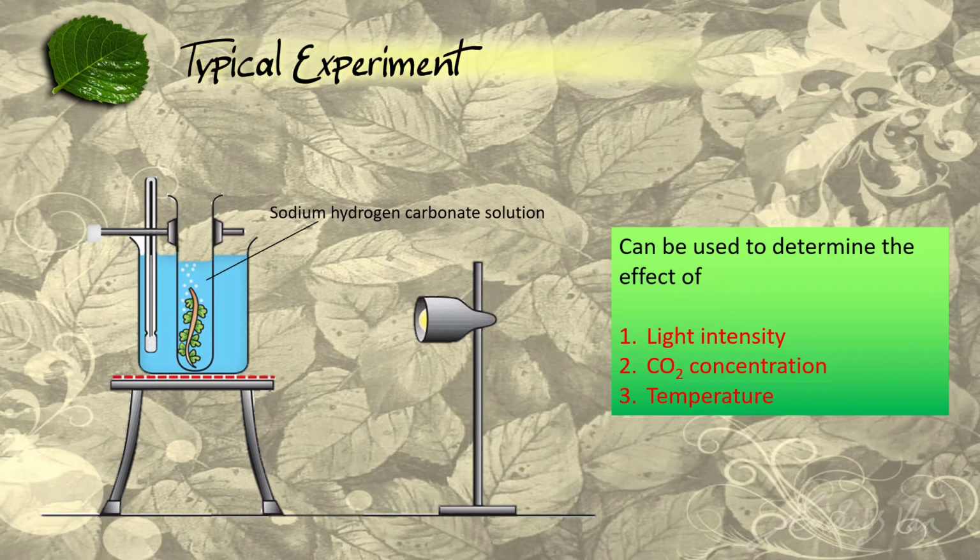There will also be a lamp or a light source, and by changing the distance of the light source from the setup, we can change the light intensity. Temperature, we can just change using a water bath.